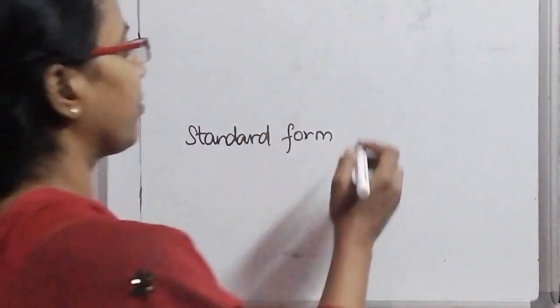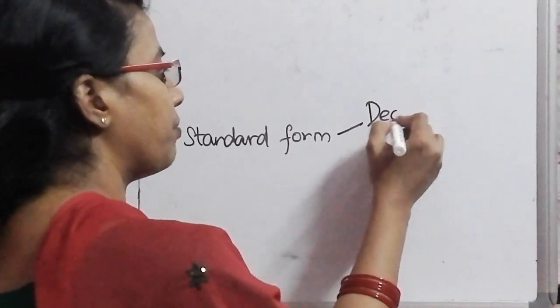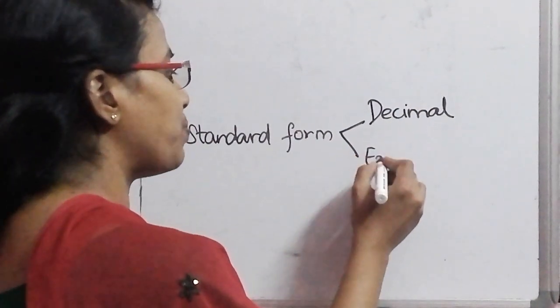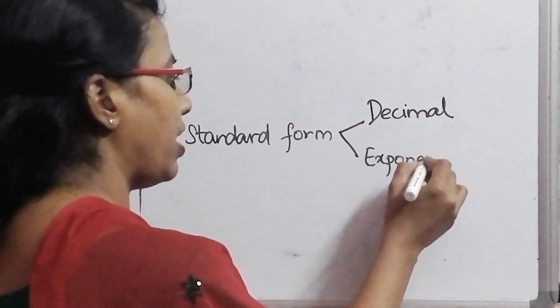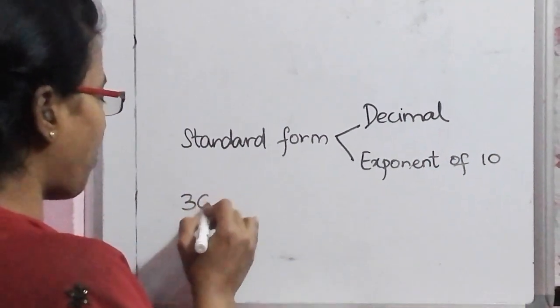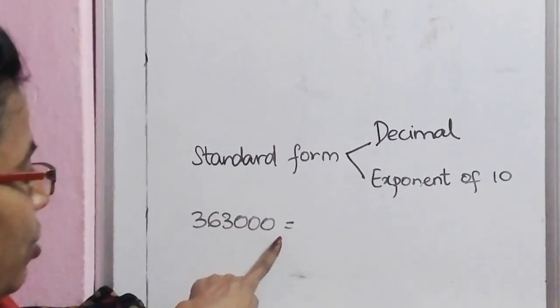Okay, so now we have come to the last part of this chapter, which is learning about the standard form. We can write large numbers in the standard form. Standard form has two parts. One part is a decimal number, and the second part is an exponent of 10. For example, if you have a number like this, zeros are there.